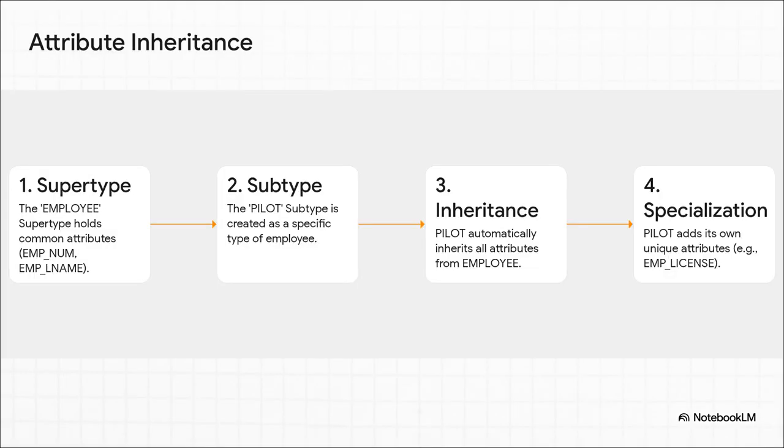And the way this works is through a really powerful concept called inheritance. It is so efficient. When we make that pilot subtype, it automatically inherits all the attributes from the employee supertype. So it gets the employee number, the name, all of that, without us having to do it all over again. Then we just add the stuff that's unique only to pilots. It is such a clean and scalable way to model these kinds of relationships.